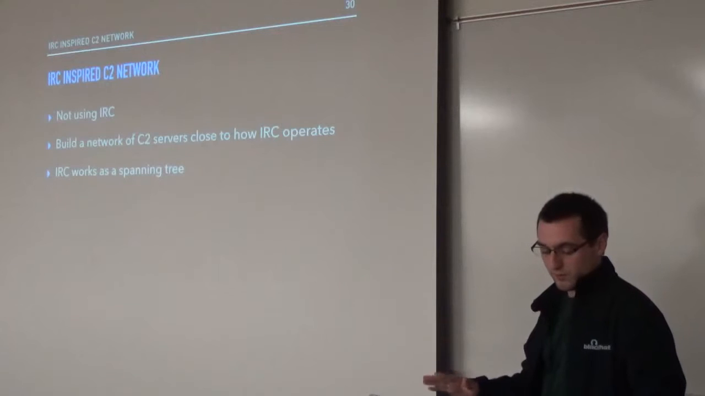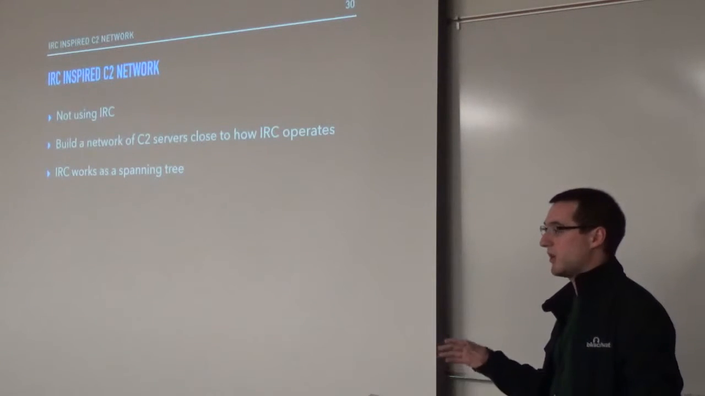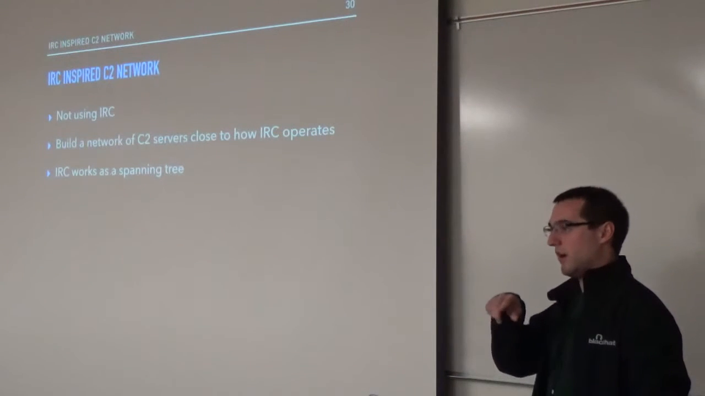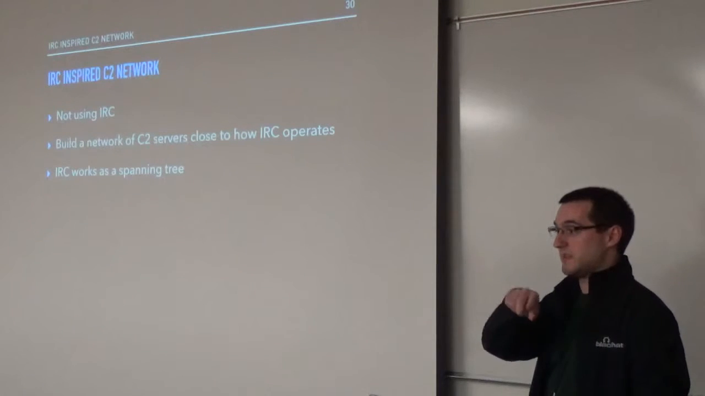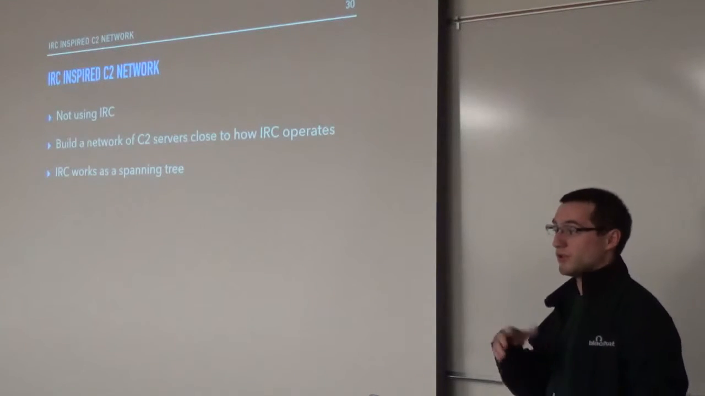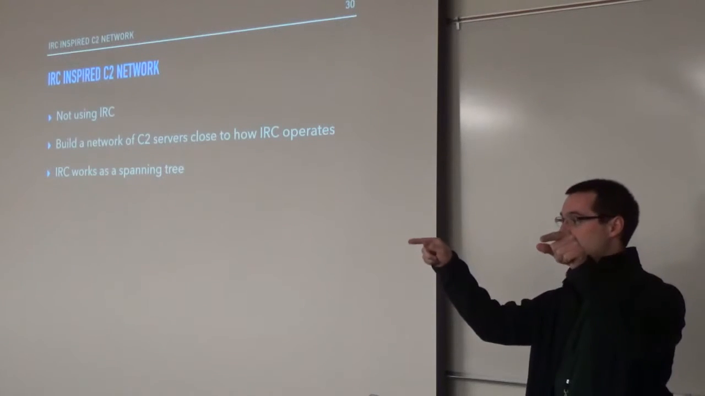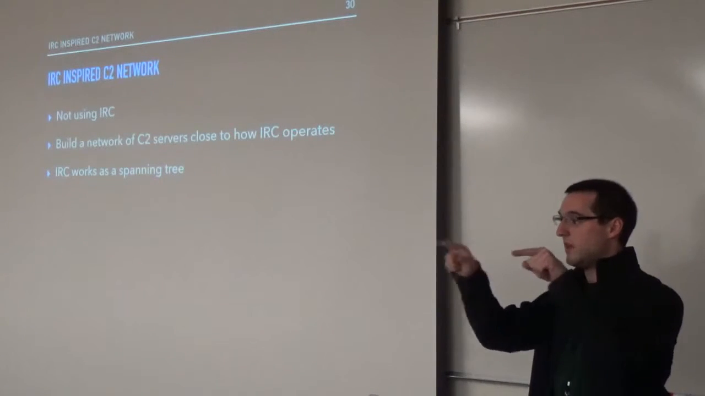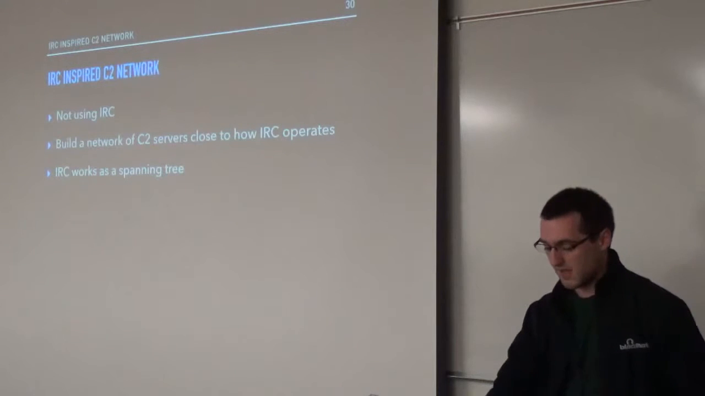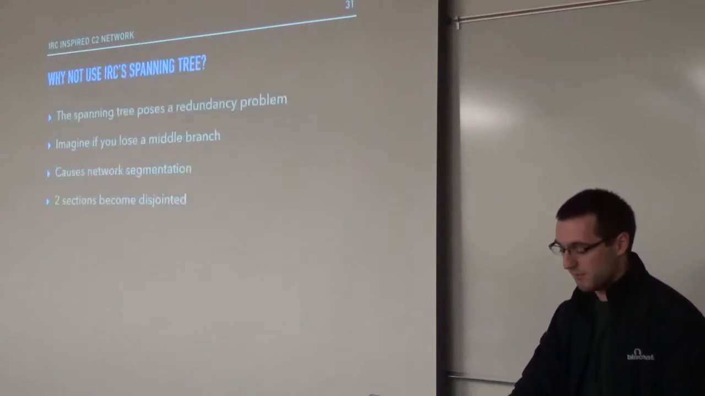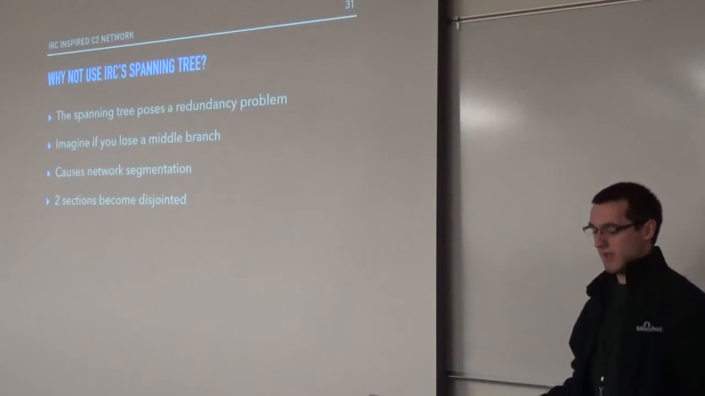So for a little background, IRC works as a spanning tree. There's never a group of nodes that are going to be set in a loop, or there never should be, right? If A, B, and C are all here, A and C should not have a connection if they both connect to B, because then you have a loop and bad things happen, and that's just how the protocol is set up. So why not use that, right?